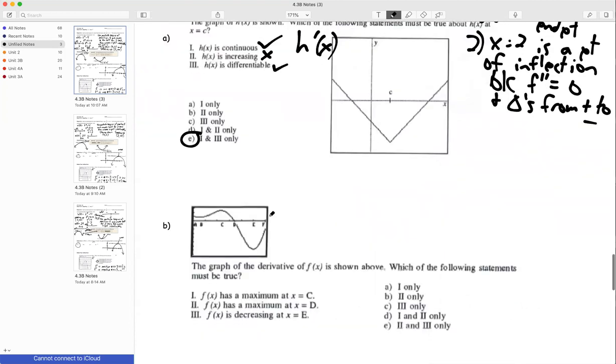And finally, the graph of the derivative of f of x is shown above. So this is f prime of x. Which of the following statements must be true? F of x has a maximum at x is equal to c. No, the derivative is not equal to 0. F of x has a maximum at x is equal to d. This is true. The derivative is 0, and it changes from positive to negative. And f of x is decreasing at x is equal to e. This is also true. My derivative graph is below the x-axis. Correct answer is E as well.